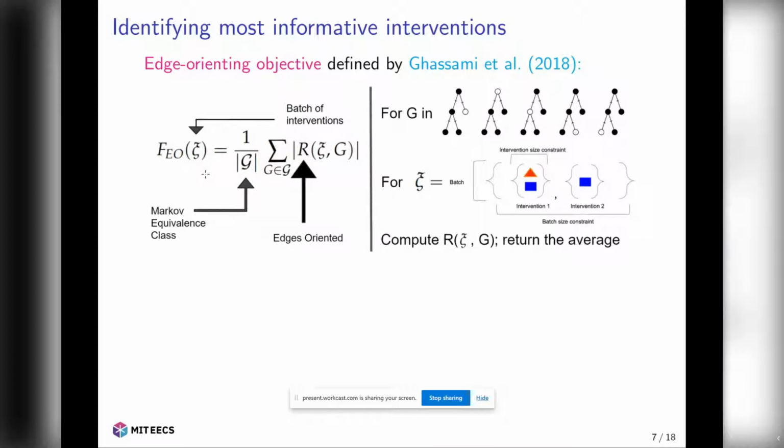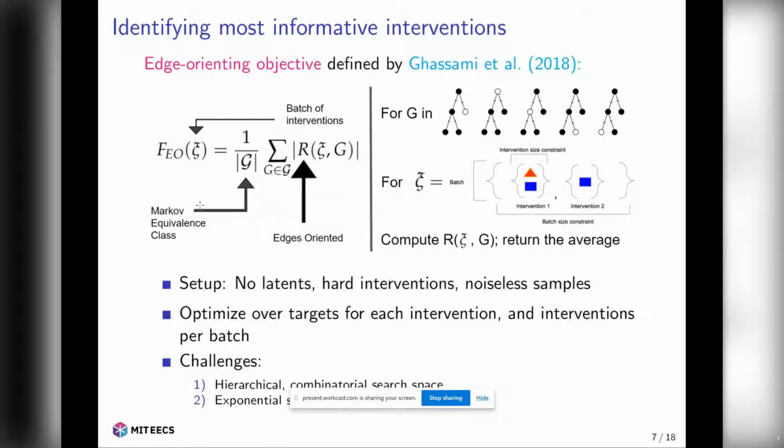An intervention can have multiple targets. The score is how many additional edges this particular intervention can orient in this equivalence class of graphs that I have in front of me. So I would like to identify the interventions that can orient the most edges in this equivalence class of graphs. So this would be the objective function that we're trying to optimize over.